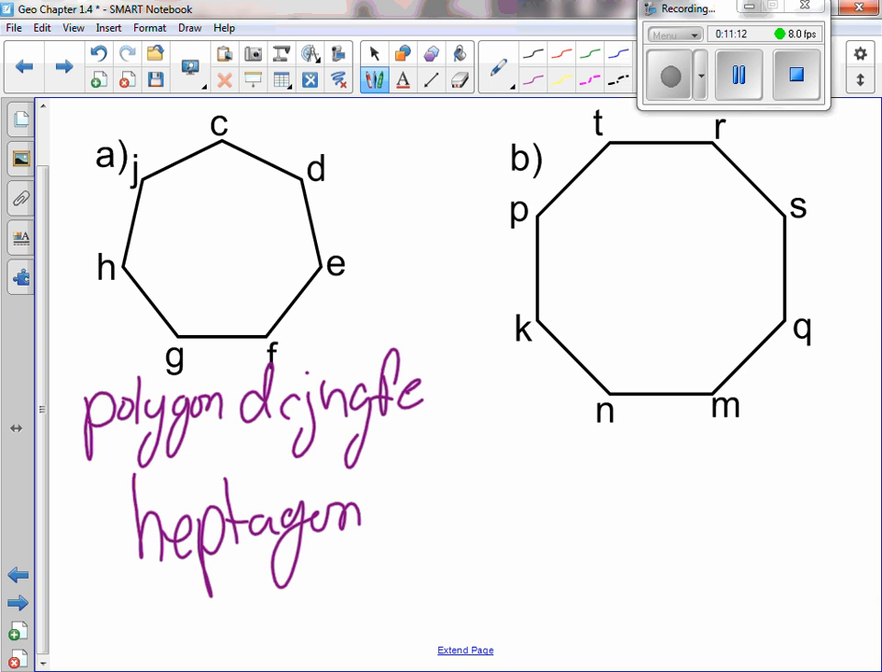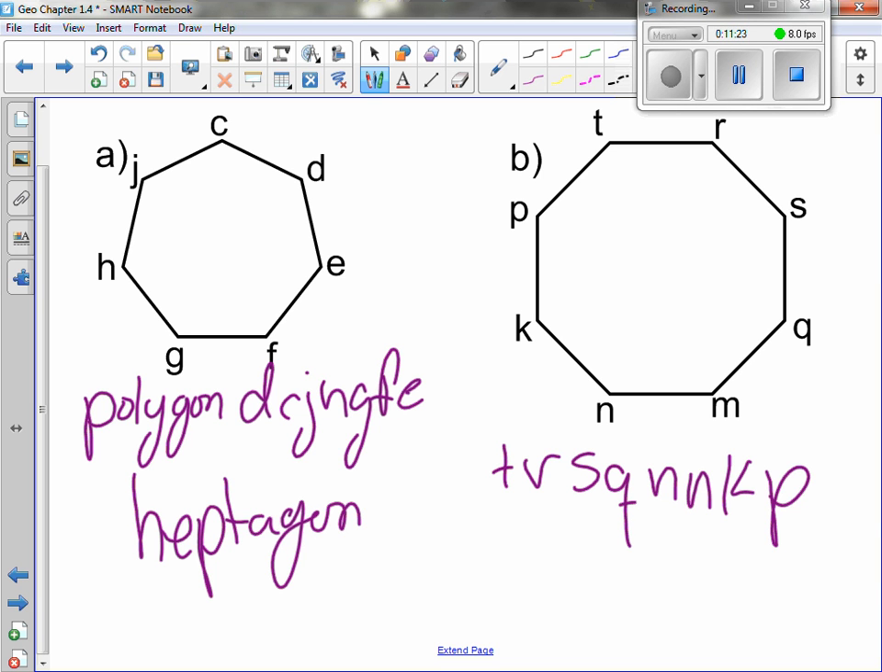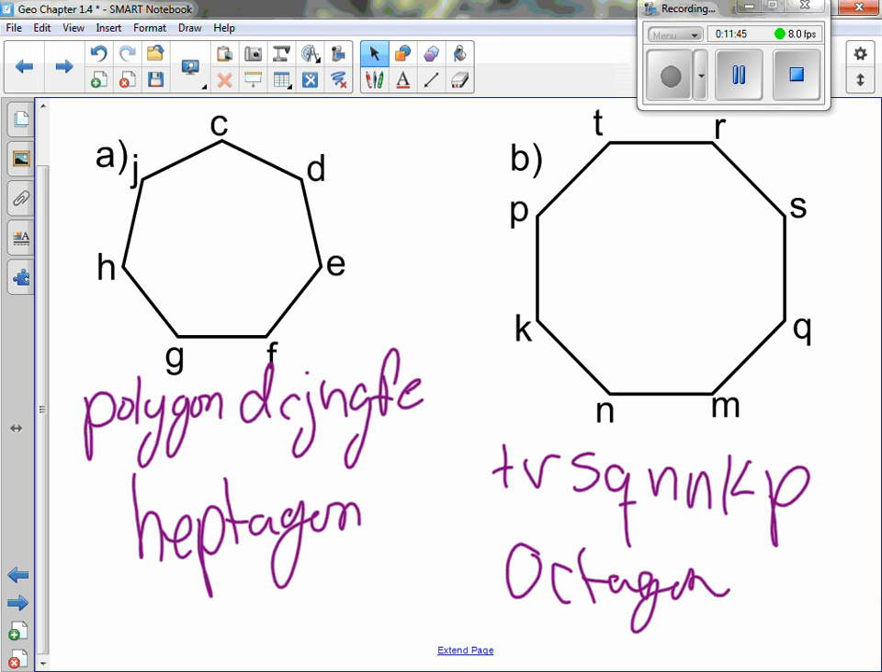So how about the letter B? RSQMNKP. How many sides do we have? 8, so it's an octagon. And that's it. Any questions on naming these two here? We good with naming these based off the sides and the lettering? Yes? Okay.